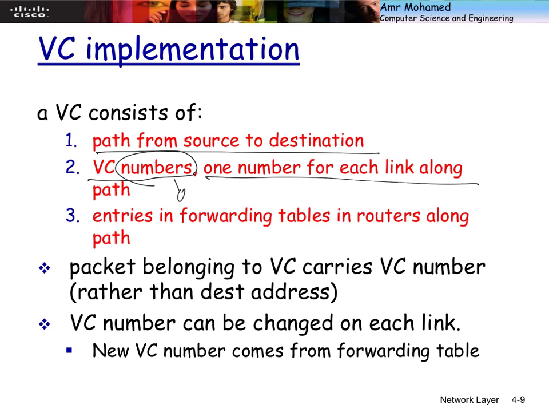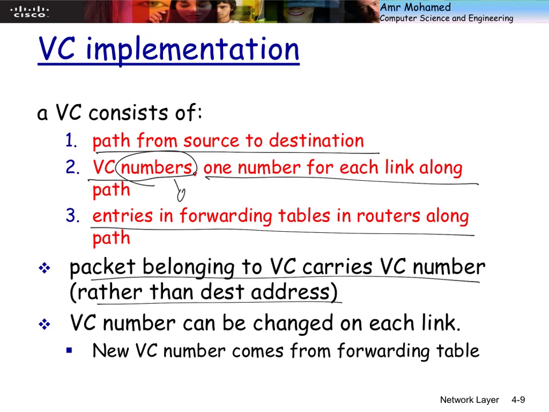So each router will then have entries in the forwarding tables based on this virtual circuit, not based on the destination address, but based on the virtual circuits. And as we said, this is the state of the virtual circuit, and that tends to grow exponentially with the number of connections. So that's the disadvantage of virtual circuits. So a packet belonging to a specific virtual circuit carries the virtual circuit number rather than the destination address. So we know that. So the virtual circuit number can be changed on each link.